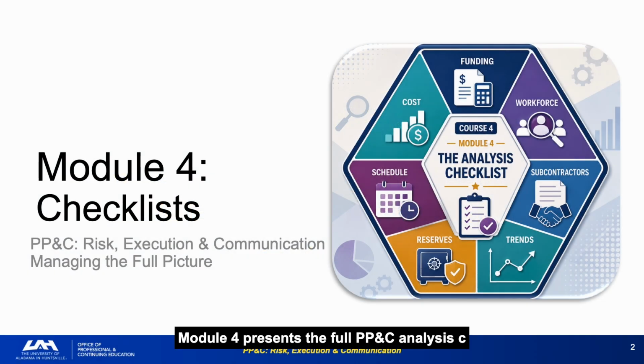Module 4 presents the full PP&C analysis checklist, the structured question set that converts monthly data review from reporting into a genuine assessment. These questions come directly from the working practice of Kevin Rice and Bill across JPL, Lockheed Skunk Works, and NASA centers over more than 70 combined years. They are not theoretical constructs.